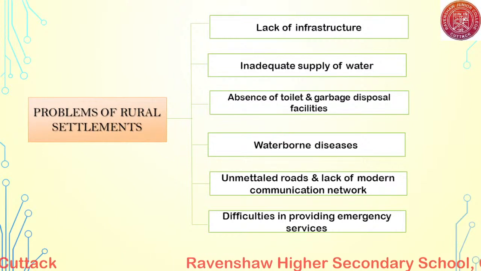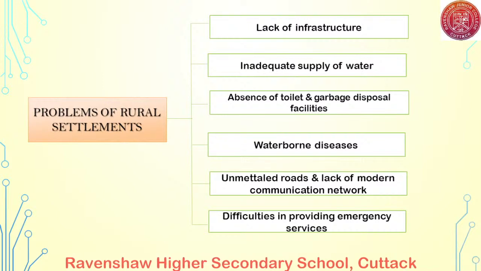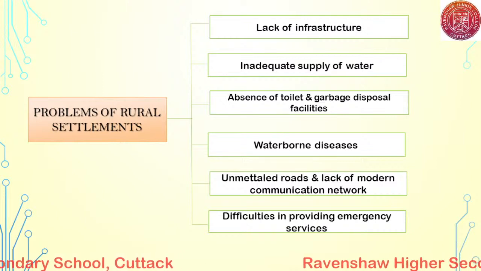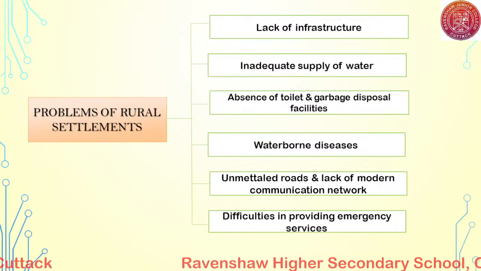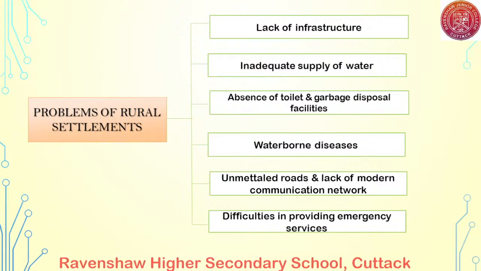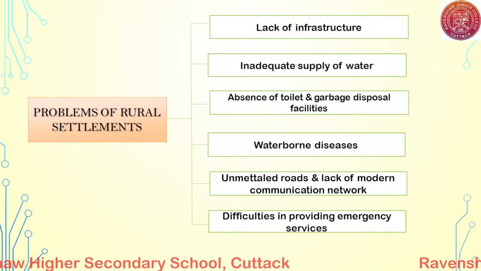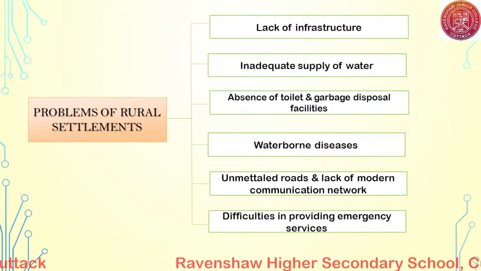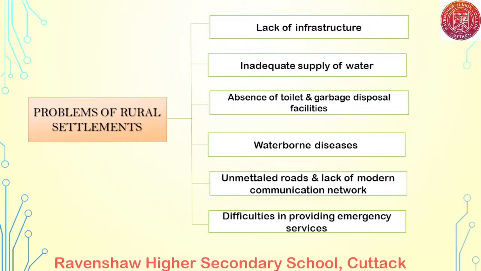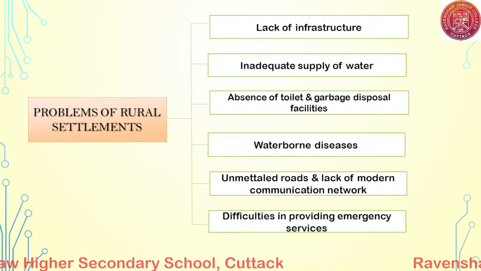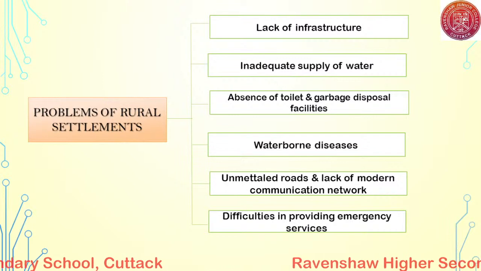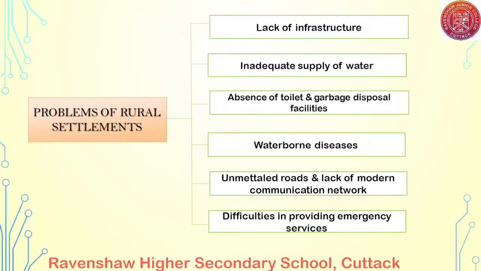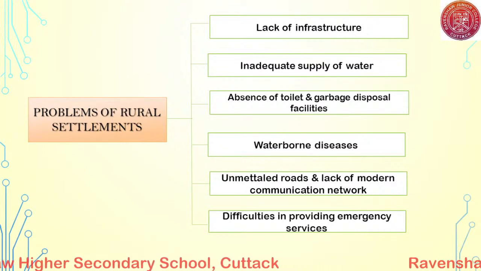Then rural settlements face different problems all over the world. What are those problems? The first problem is lack of infrastructure. And infrastructure plays a very important role in the development of societies. In case of a rural settlement, those infrastructures like road connectivity, railway connectivity are not found. Similarly, electrical infrastructure is not sufficiently available. That is one of the problems of rural settlements.